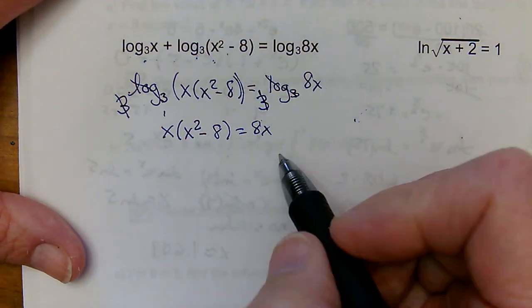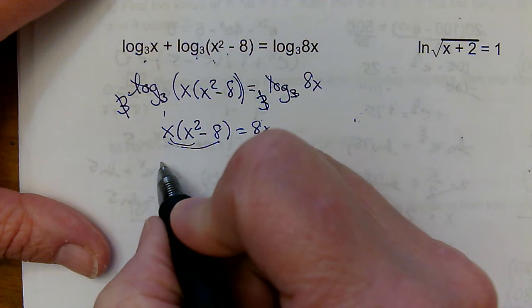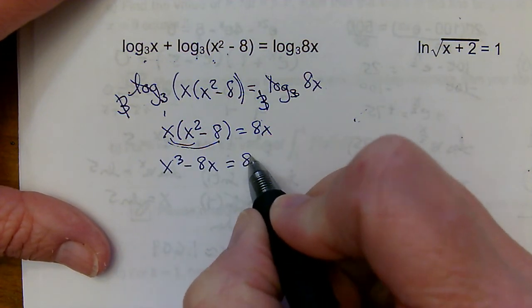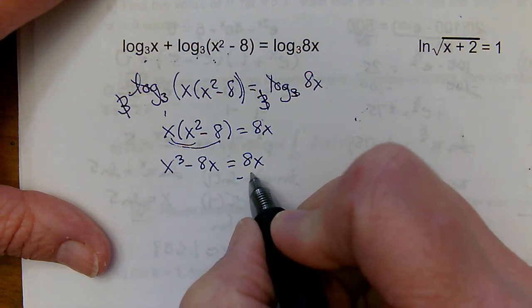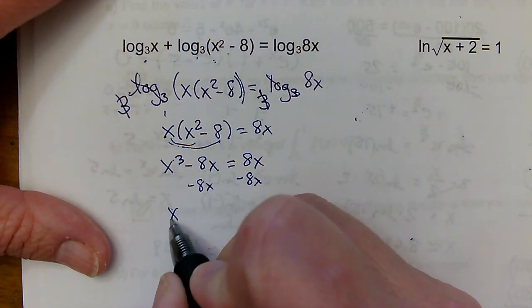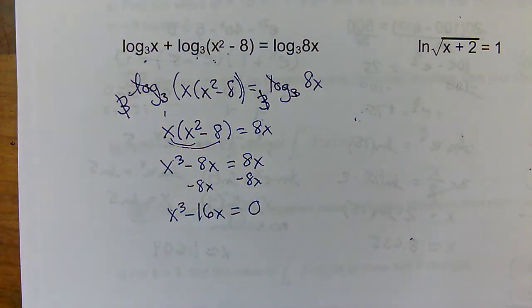Now, it's no longer a logarithmic equation, so I'm going to multiply through here. That gives me x cubed minus 8x equals 8x. I'm going to get everything on one side, so I'm going to subtract 8x from both sides. That gives me x cubed minus 16x equals 0.